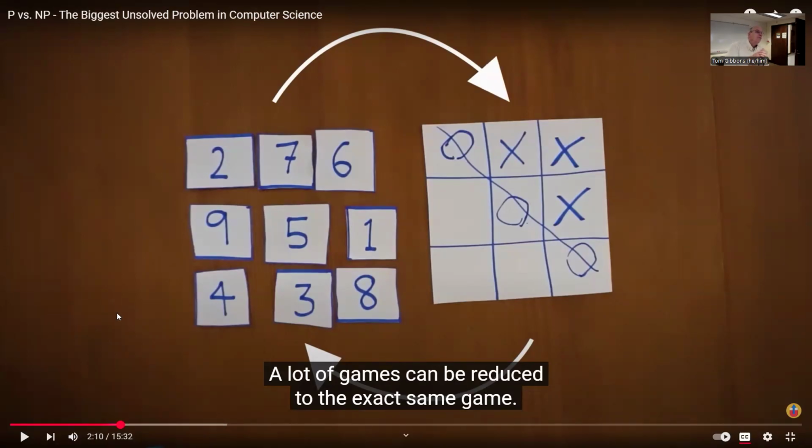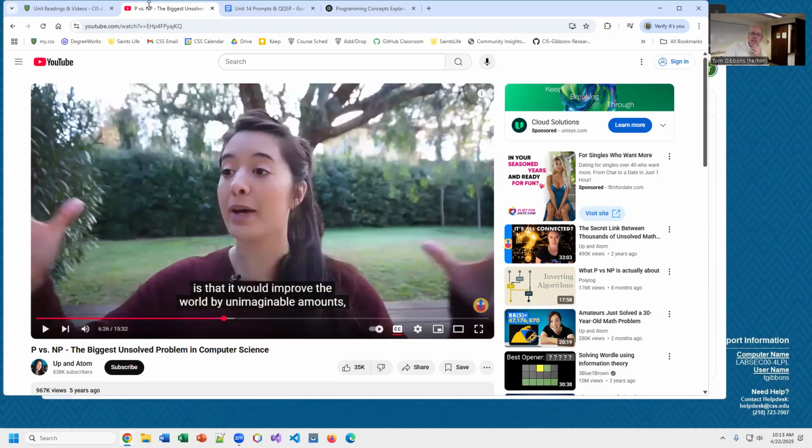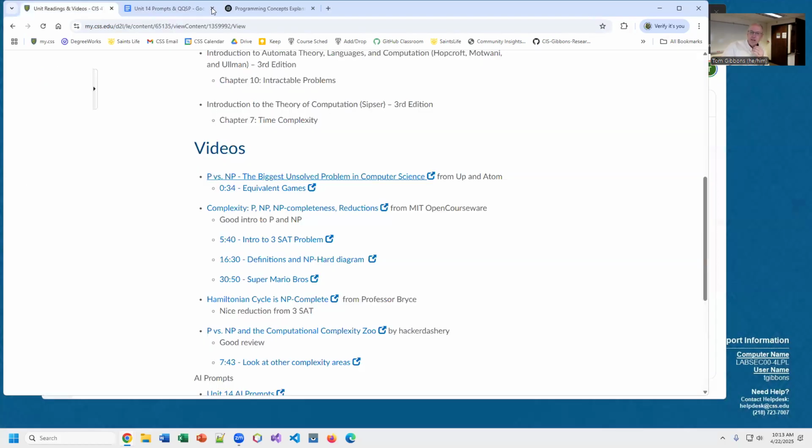Once we get one NP complete problem, anytime we have a new problem, we're going to try to show that we can take another NP complete problem and reduce it to the problem we have in some way. So this is going to be important for that. The rest of this video is okay and walks you through what NP completeness is, but I don't really like that example. So we're going to start there.